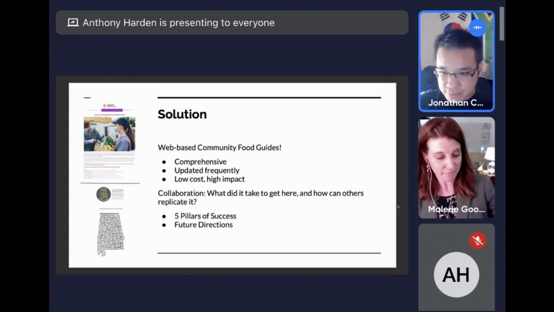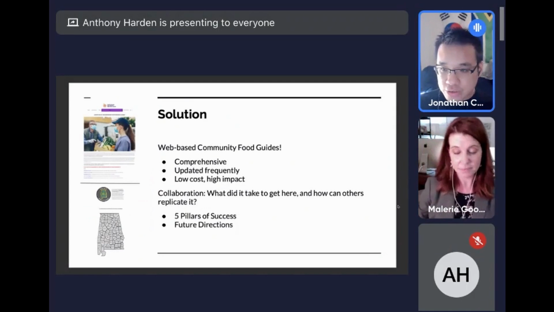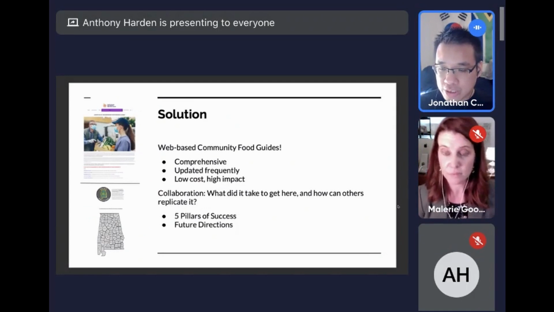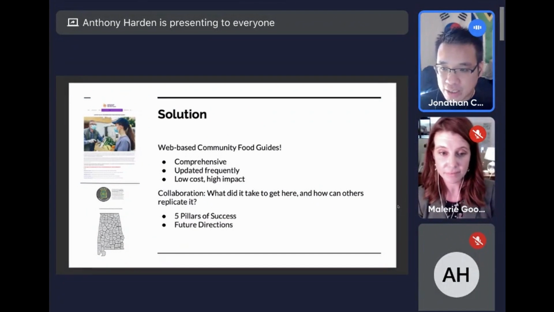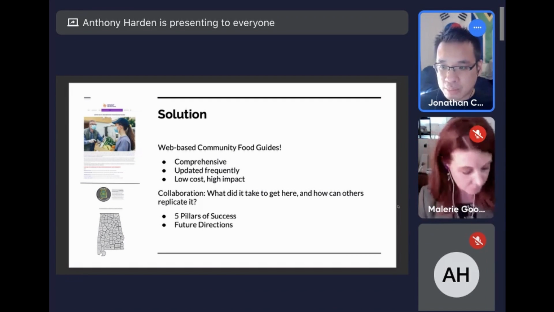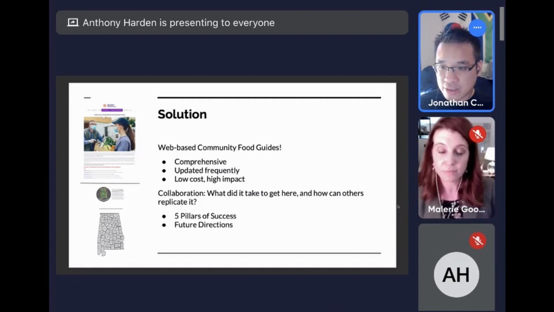Anthony, next slide. And so we came up with the solution to build these food guides. They are online digital resources that anybody can just go to, find either their zip code or their county or their neighborhood, and just pull up a master list of everything that's available to them.